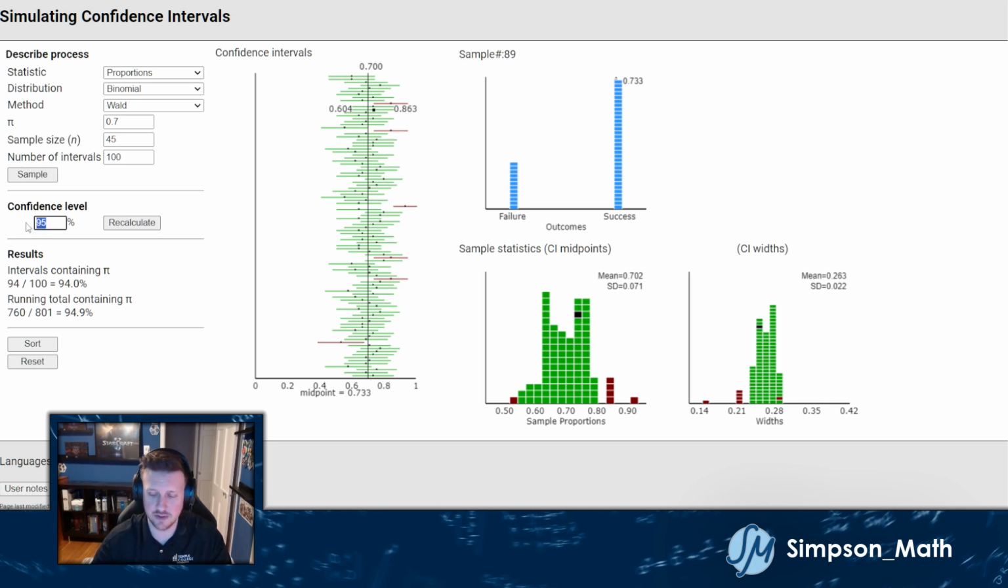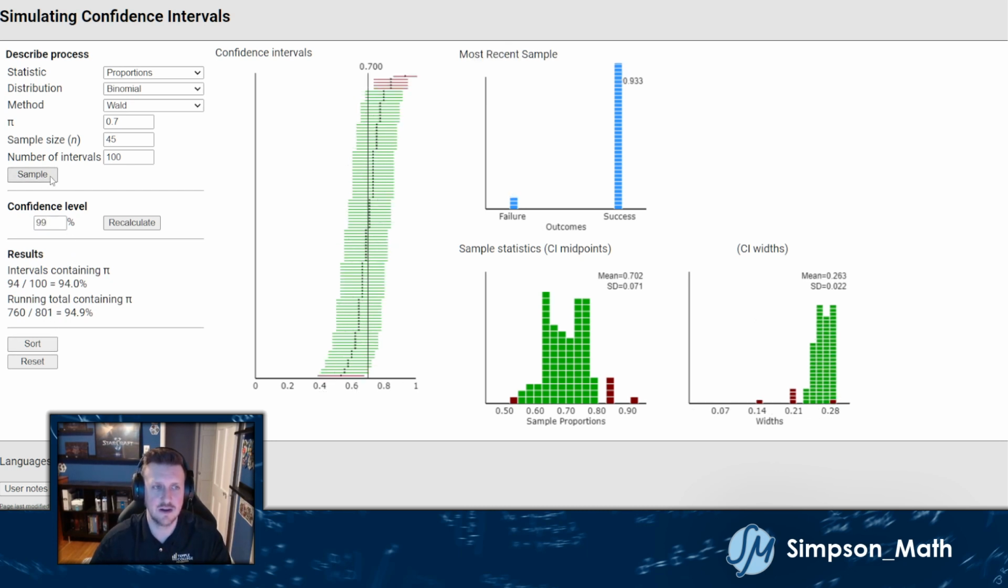And again, I could do similar things. I could increase my sample size to 99. I'm going to sort this because you'll see it better. If I recalculate this to 99, you'll see how that gets wider.